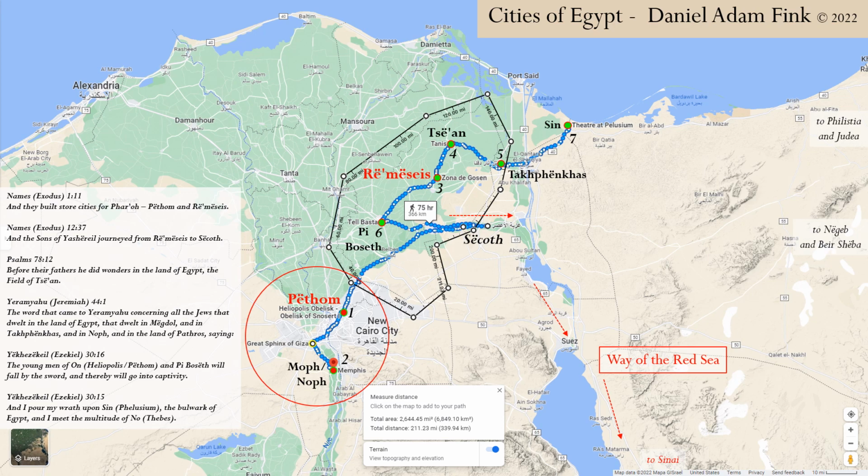Not only are they closest to Canaan, which would later be called Palestine, but they also were the capitals and population centers of ancient Egypt, most particularly Lower Egypt. Next we have, "And the sons of Yashar'el journeyed from Raameses to Sukkoth."